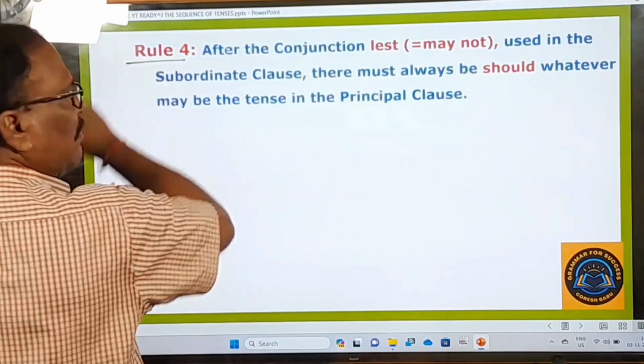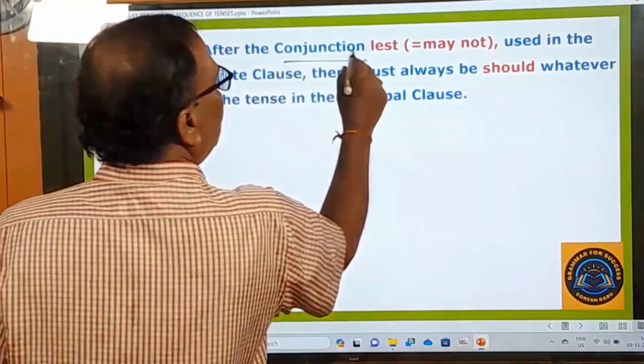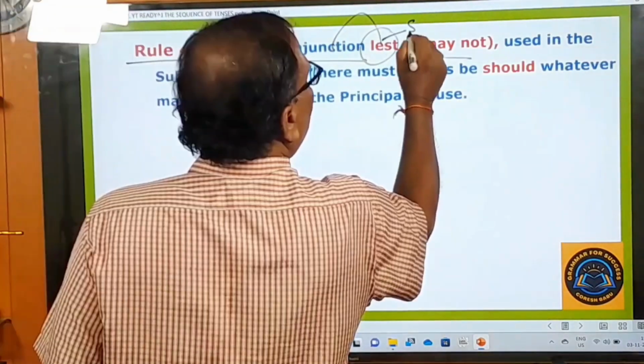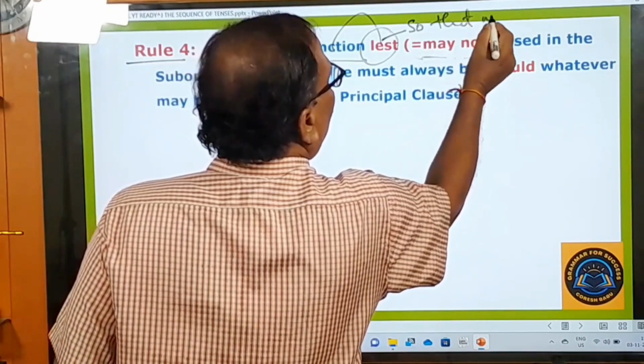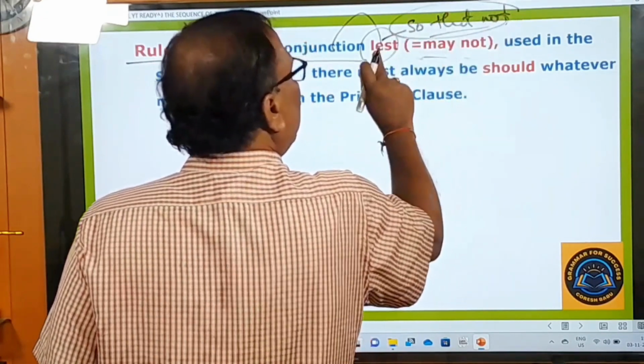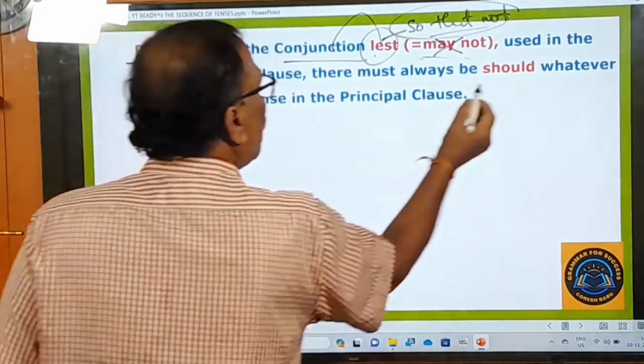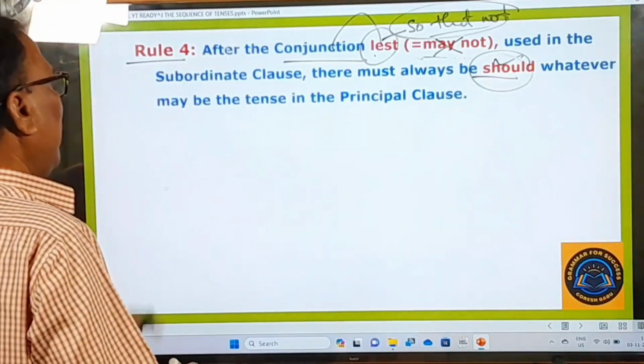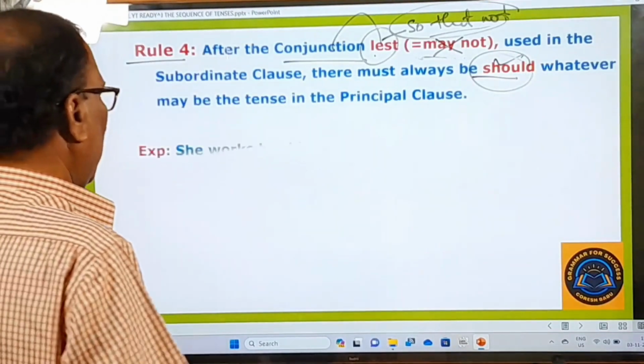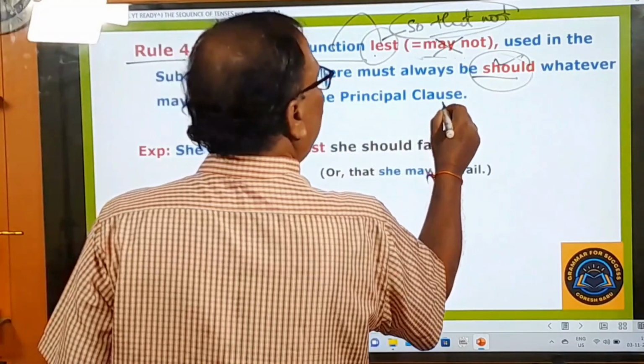Rule 4 is there. What is rule 4? After the conjunction lest, which means so that not, it is also a purpose indicating conjunction, you should use only should. Okay, right. All right, let us see that here. I'll give you a diagram also here.